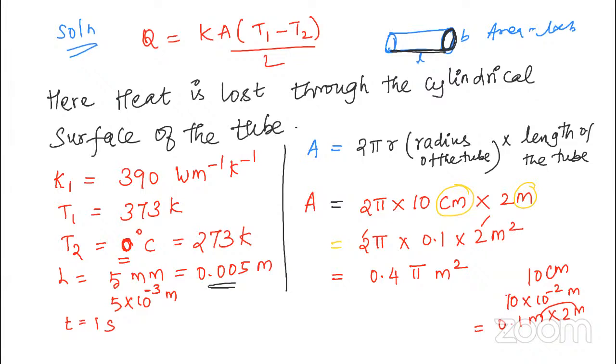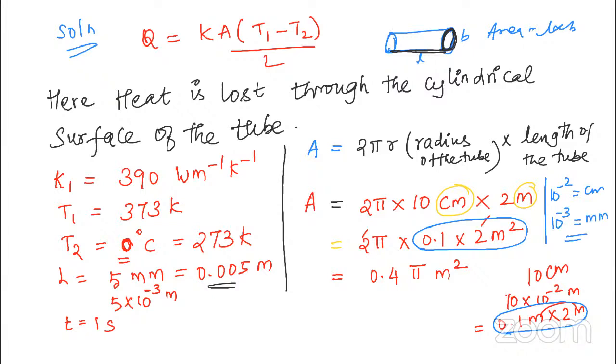So this step, I directly substituted here. 10 power minus 2, it is centimeter, and 10 power minus 3, it is millimeter. You have to be clear. So 10 power minus 2 is centimeter, and 10 power minus 3 is millimeter. Keep in mind. Okay, very good. Everything should be clear.